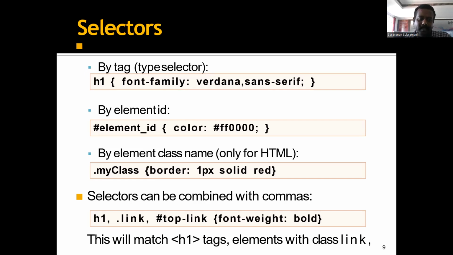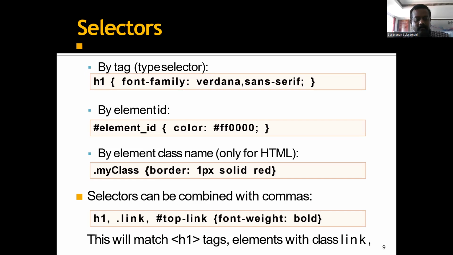And we have to use the element ID too. That element ID starts with a hash symbol. Hash followed by the name is the ID of the element. And we may provide declarations by the element class name. If it is a class, we have to use a dot in front of the name. So hash means it's an ID name, and dot means it is a class name.